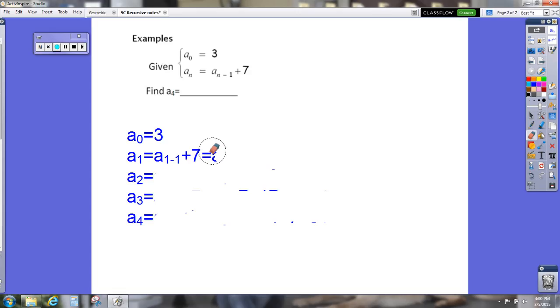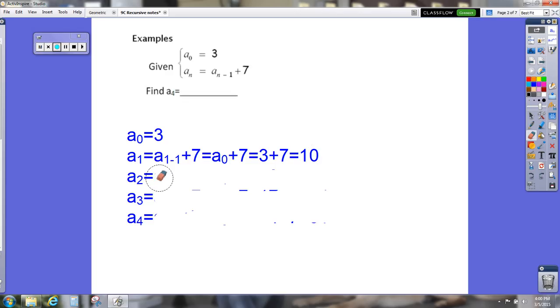So I'm plugging in 1 for n, and that gives me a sub 0 plus 7. Well, a sub 0 I know is 3, so I'm going to put 3 in the place of a sub 0. So 3 plus 7 is 10. So my first term, a sub 1, is 10. Notice we're starting the sequence at a sub 0.